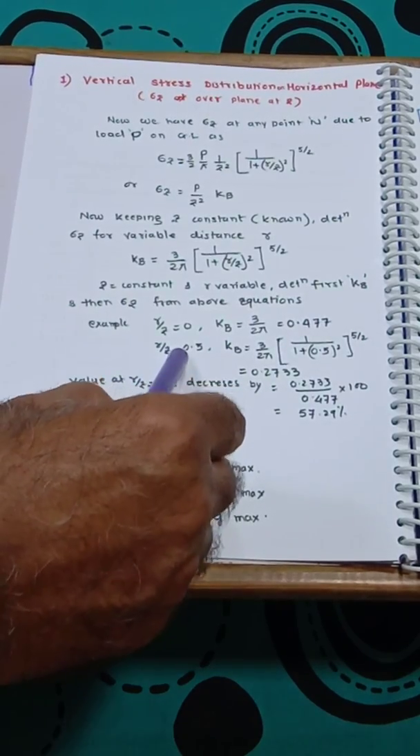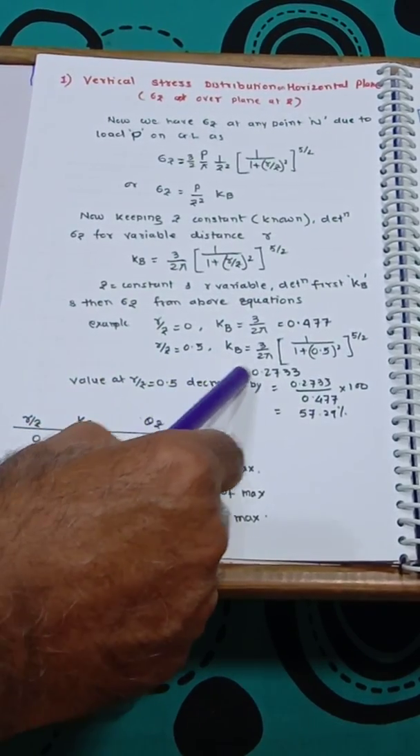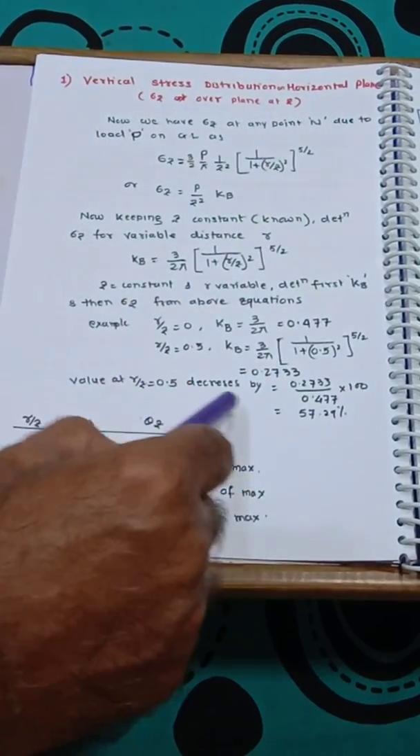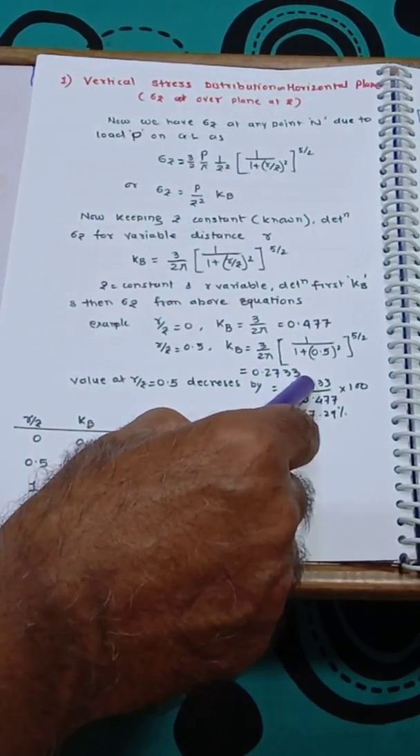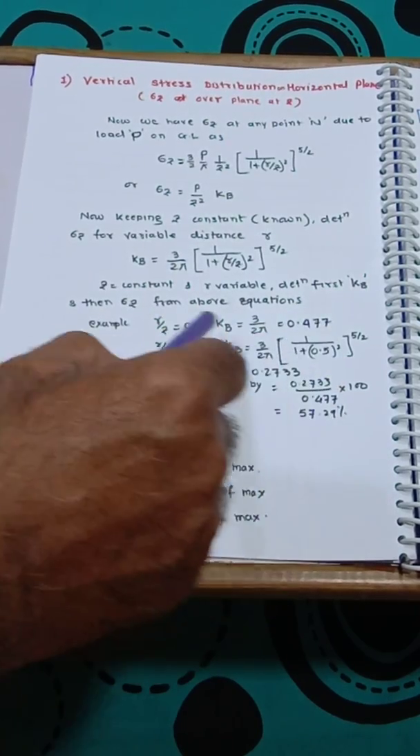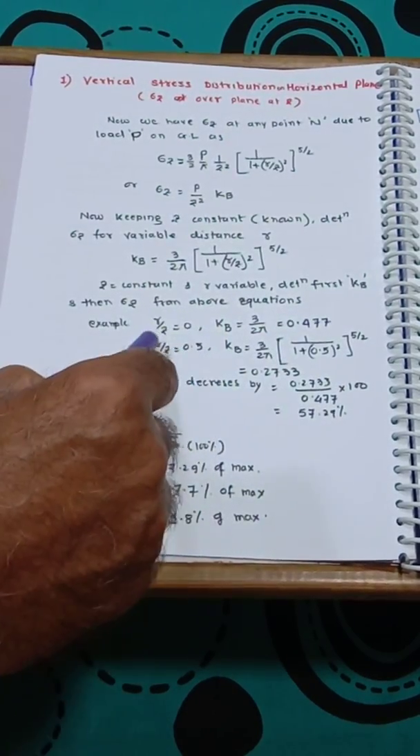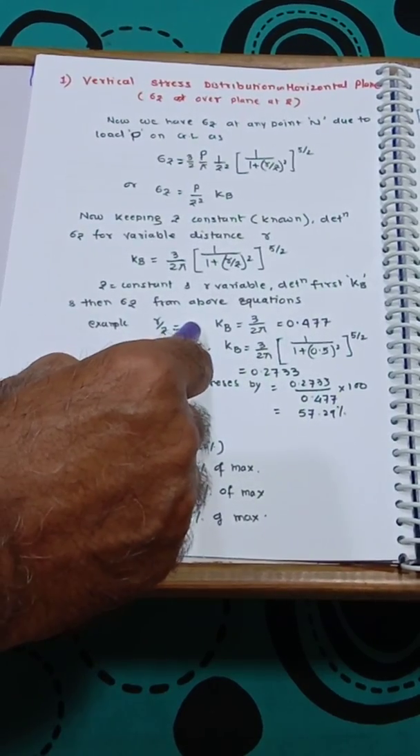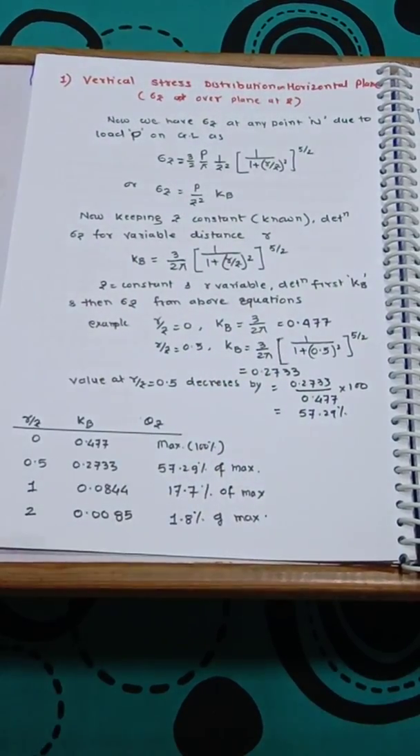Next, suppose r/z is 0.5. Here r/z is 0.5, squared, and the entire power is 5/2. I get 0.2733. If I compare these two values, it means the stress is decreasing. If z is unity, r was 0 at ground level, and now r is at 0.5.